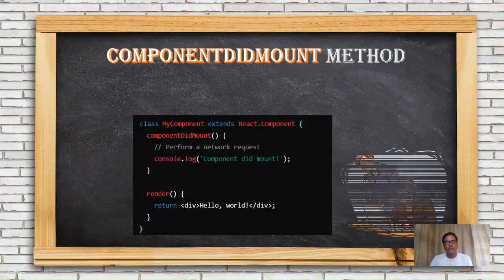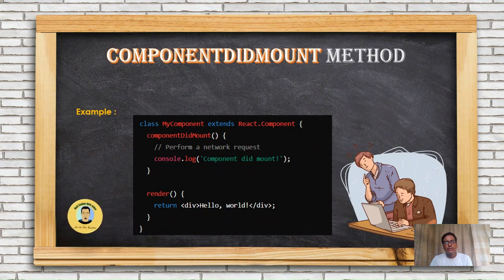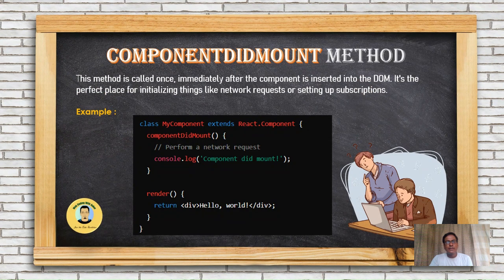First is the componentDidMount method. What is the componentDidMount method? It is the first of the mounting methods. It is one of the methods in the mounting phase. This method is called once, immediately after the component is inserted into the DOM. It is the perfect place for initializing things like network requests or setting up subscriptions. This will run when your component is attached to the DOM. Because it runs one time, it will check whether your component is attached to the DOM or not.